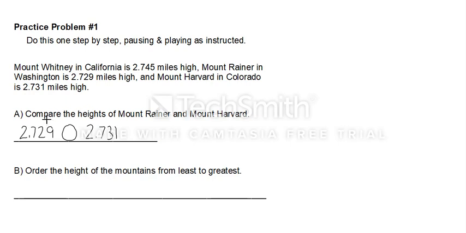So the first thing you have to do is you have to compare the 2 heights, Mount Rainier, which is here, and Mount Harvard. So I know that I need to stack the numbers on top of each other. I'm going to stack this one first just because it's the given value first. My decimal goes first so that I can line up the place values and not just stack the numbers.